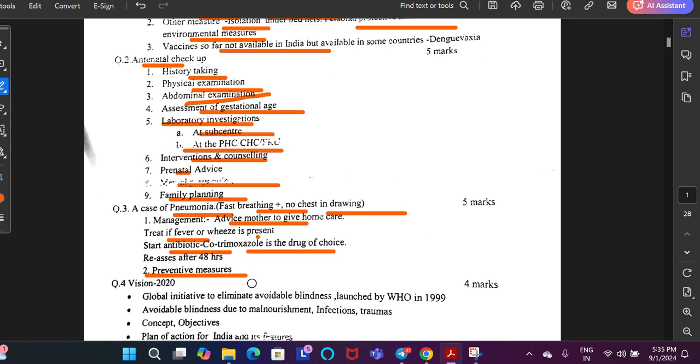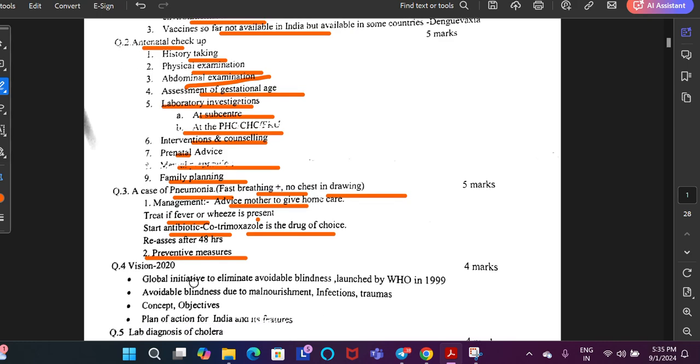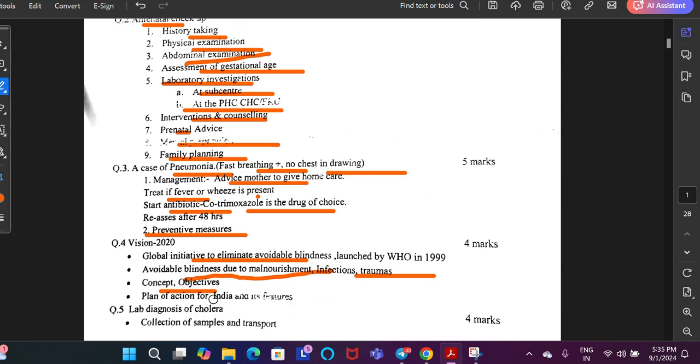Then the next question is another 4-mark question. Vision 2020, the right to sight. It is a global initiative to eliminate avoidable blindness launched by WHO in 1999. Avoidable blindness due to malnourishment, infections or trauma. Concept and objective, plan of action for India and its features.